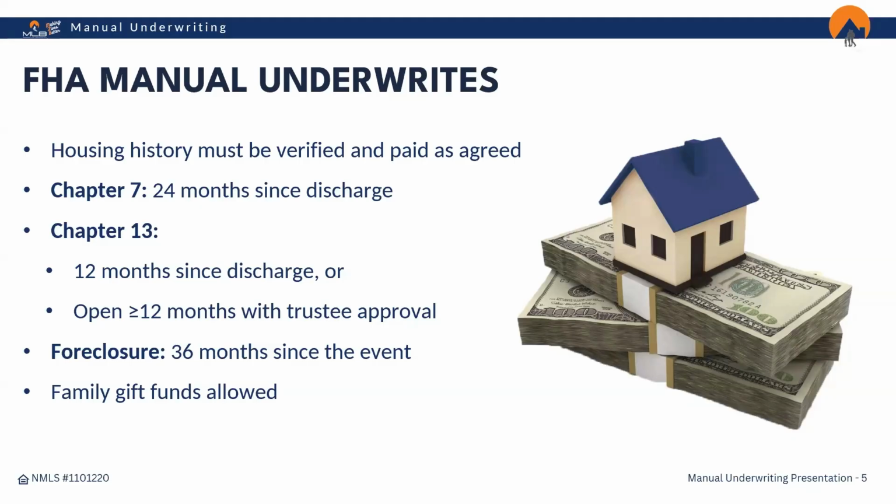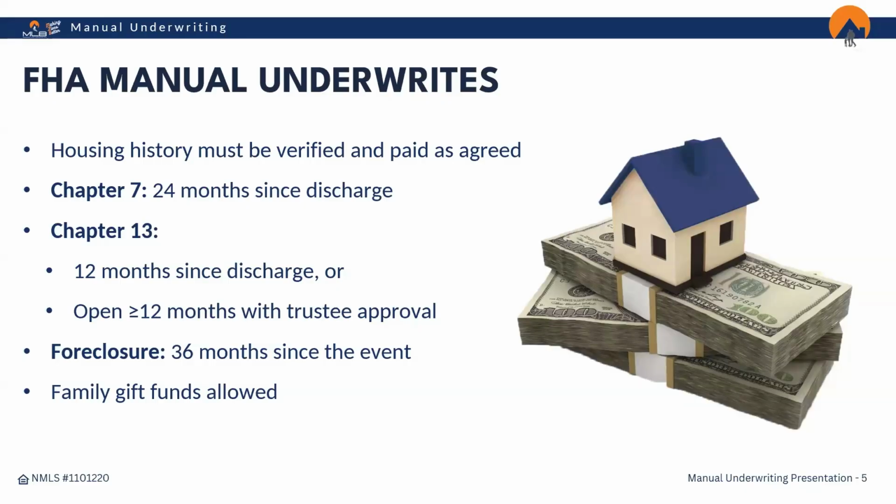Same thing applies for a Chapter 13, 12 months and 1 day since the discharge date. FHA does allow a little bit of flexibility on a Chapter 13. It can be an open Chapter 13 as long as it has been open for longer than a year. So it has to be a full 12 months and a day that it's been open, and it has to have special approval from the trustee that's associated to that Chapter 13 under FHA guidelines.